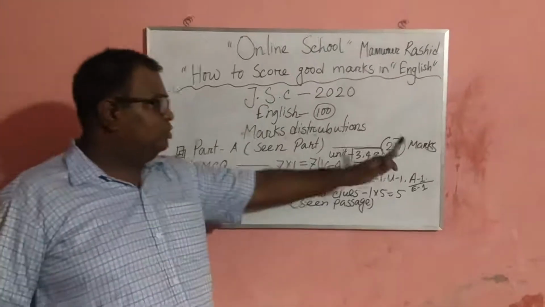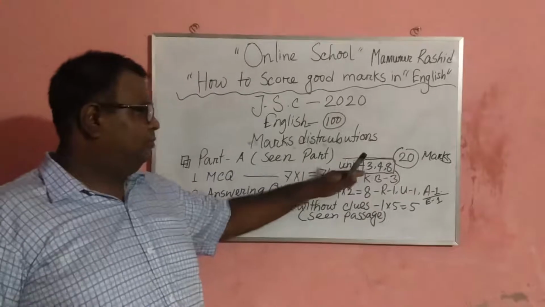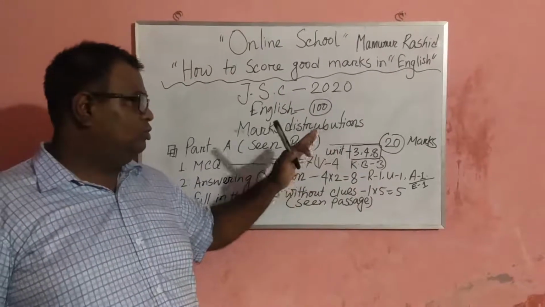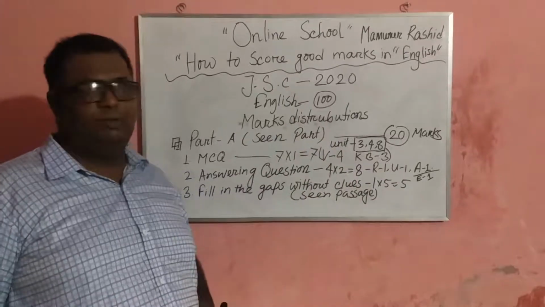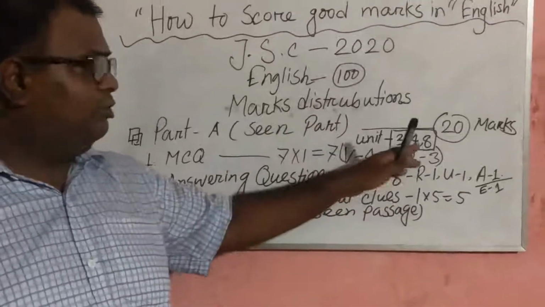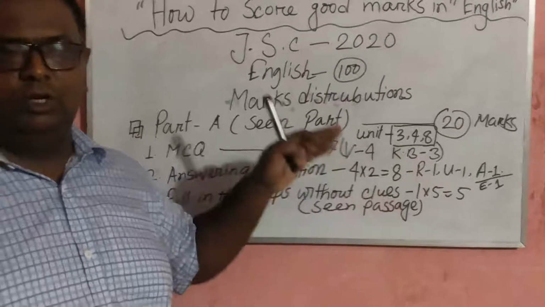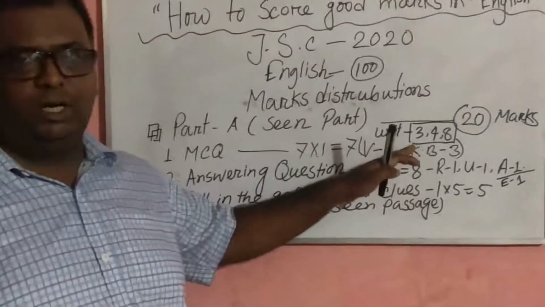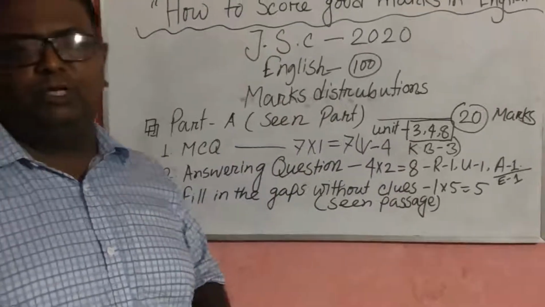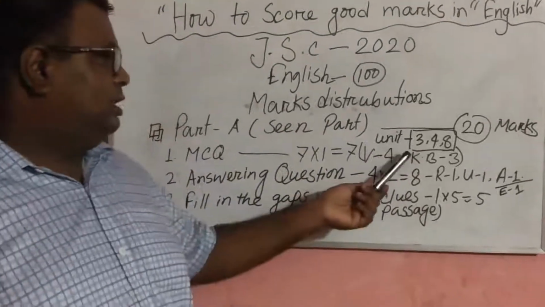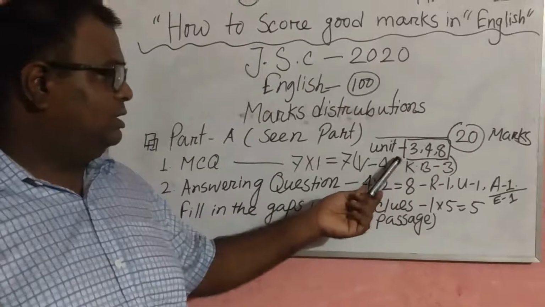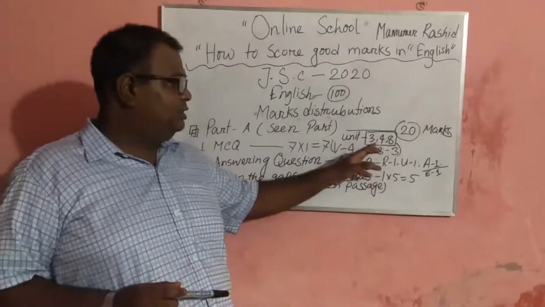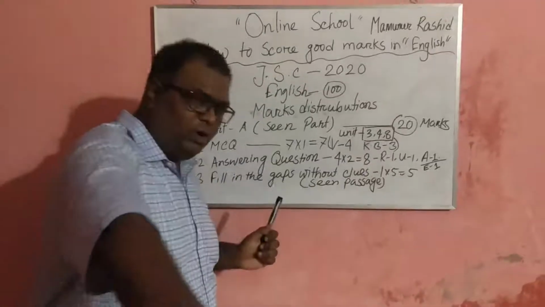Okay. First of all, the 20 marks will come from units 1, 2, 5, 6, 7, 8 and 9. Units 3, 4 and 8 will not appear in the exam. To reduce the pressure on students, the NCTB has omitted or suspended units 3, 4 and 8 only.